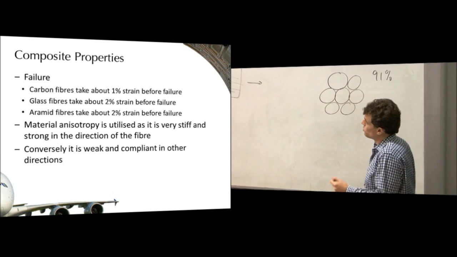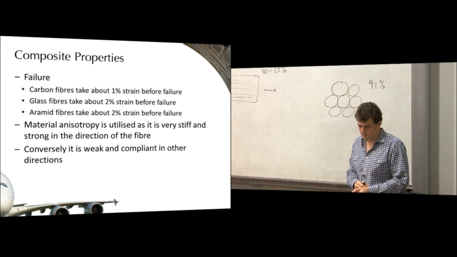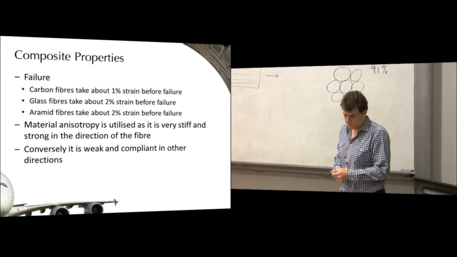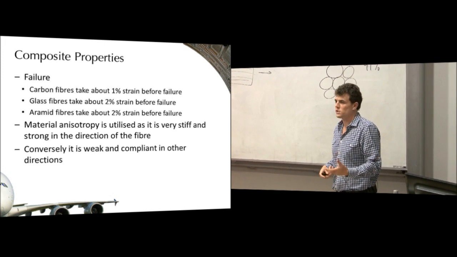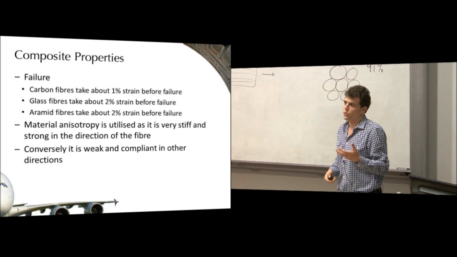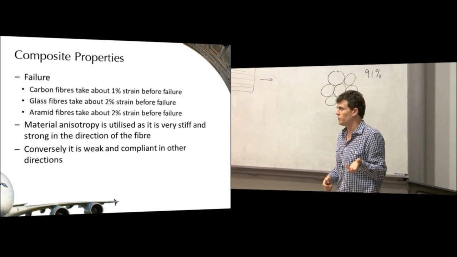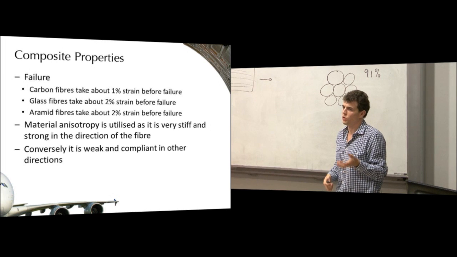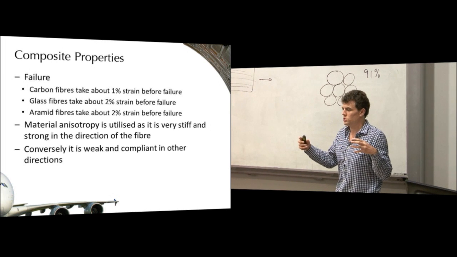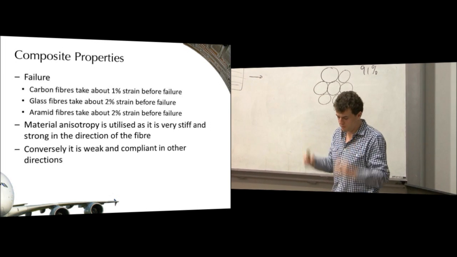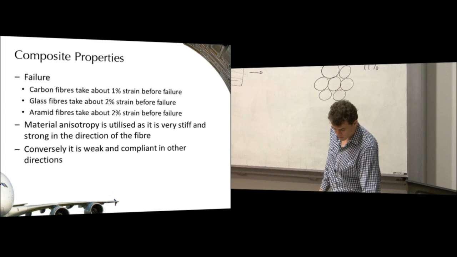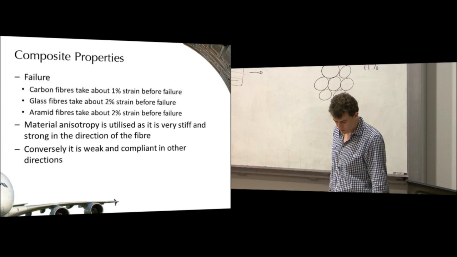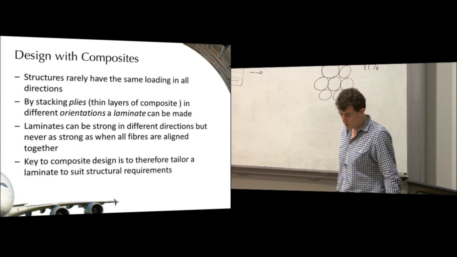Glass fibre is about 2%, aramid fibre is about 2%. Whereas the resin that we put in, the resin might fail at 5%, 10% strain. So we've got a very ductile material that we're putting around very stiff fibres.